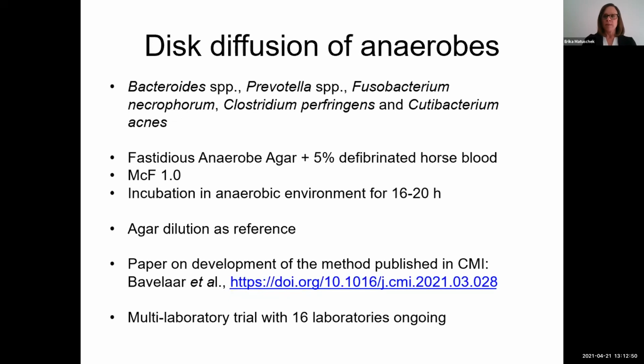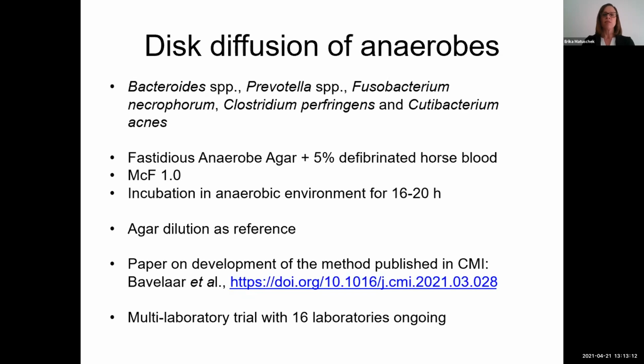The anaerobes that the method has been developed for are Bacteroides, Prevotella, Fusobacterium necrophorum, Clostridium perfringens, and Cutibacterium acnes. So far it cannot be used for any other species. We have looked at these 5 species and also at the antimicrobial agents that are most important.